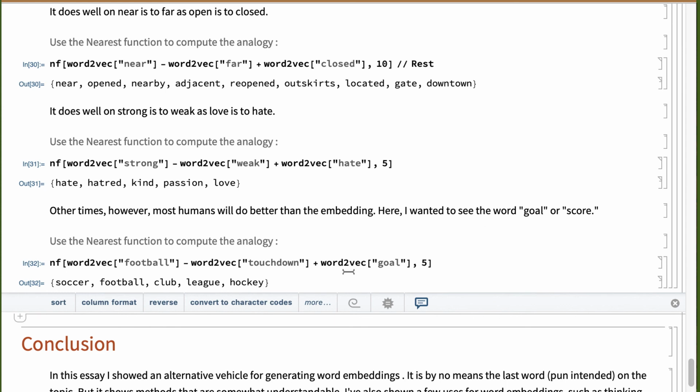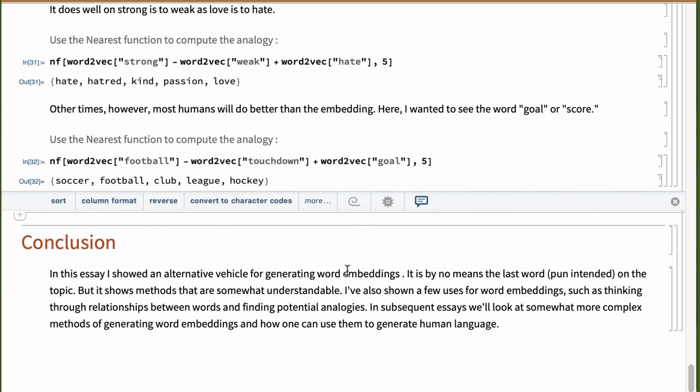Good job. All right. So, in this essay, I showed an alternative vehicle for generating word embeddings. It's not the last word on the topic, but trust me, these methods are easier to understand than some of the others. I've also shown you a few uses for word embedding, such as finding relationships among words and analogizing. In the next essays, we're going to look at more complex methods of generating word embeddings and how you can then do sort of the holy grail of this whole thing, which is language modeling, to actually generate human language.